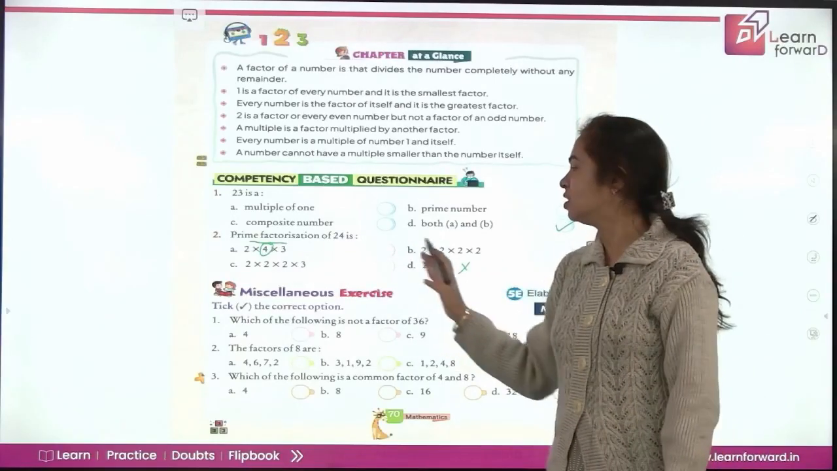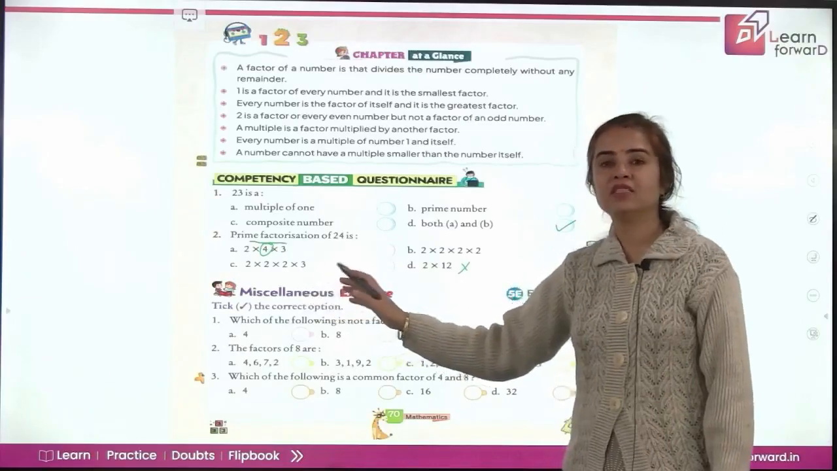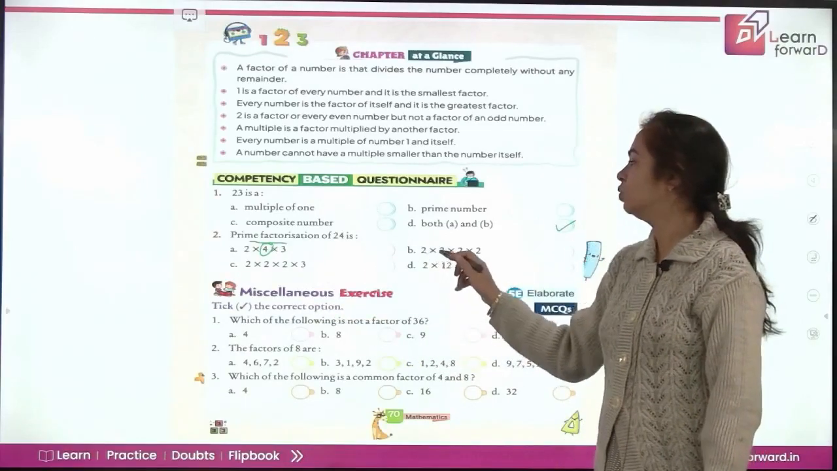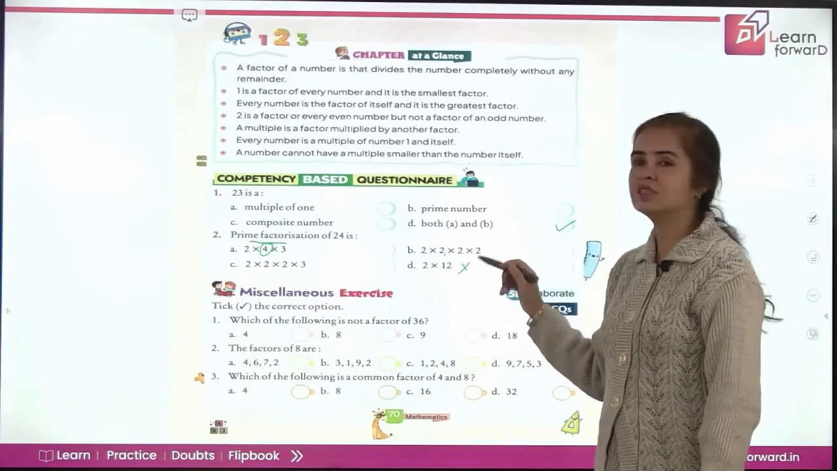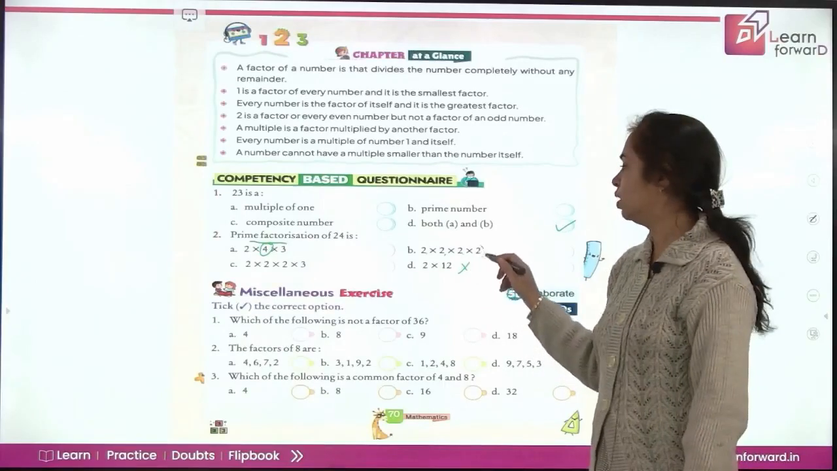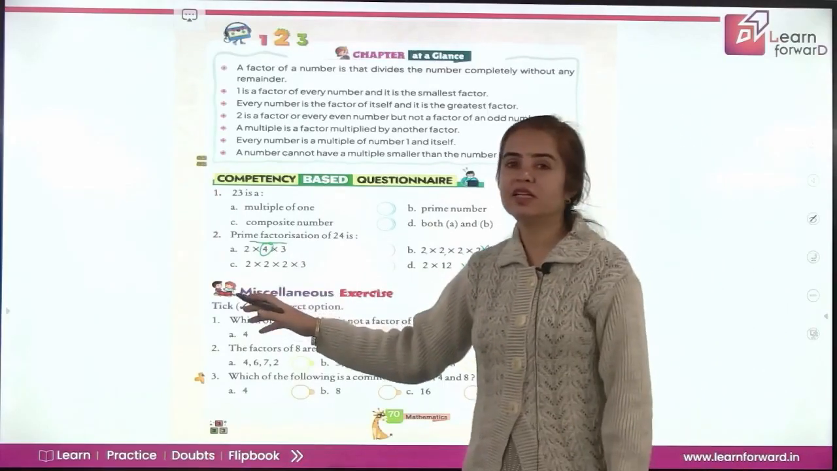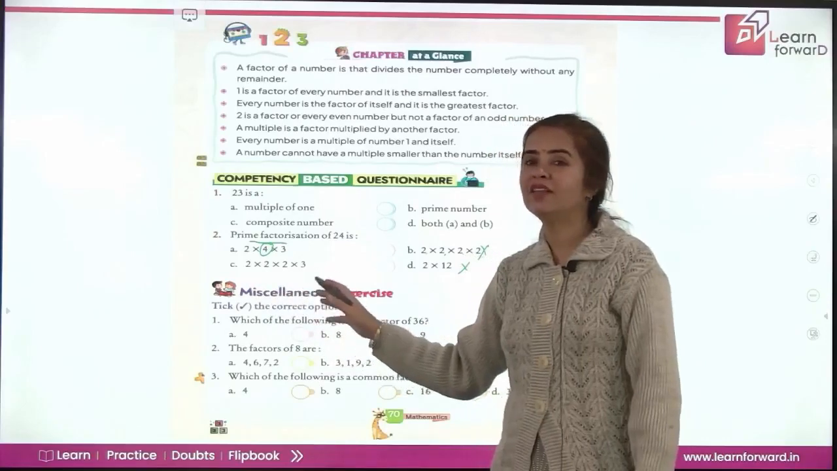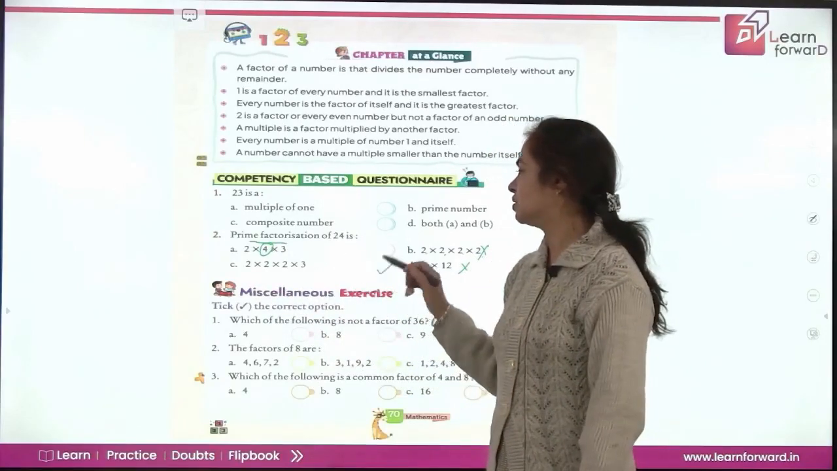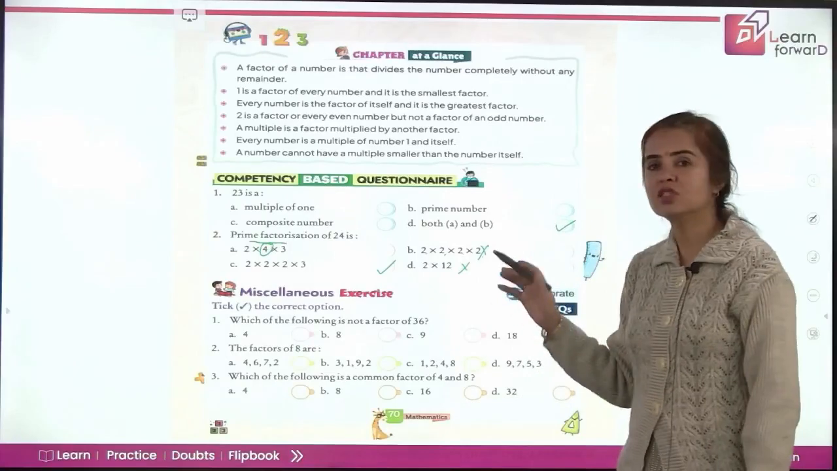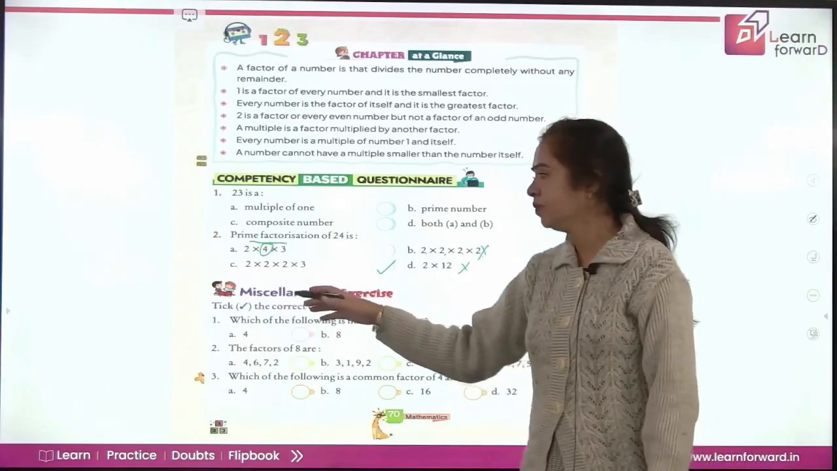Now look at these 2. Let's multiply and see when you get 24. 2 2s are 4, 4 2s are 8, 8 2s are 16. Is it? No, even this is not. Let's check this. 2 2s are 4, 4 2s are 8, 8 3s are 24. Yes, this is perfect. This is your prime factorization of 24.